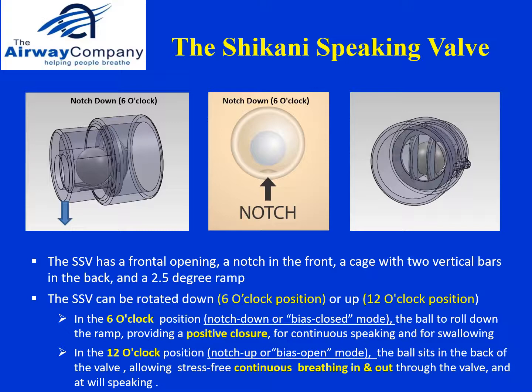The cage has two vertical ramps in the back, which prevents the ball from falling into the trachea upon inhalation. When the valve is rolled superiorly, placed in the 12 o'clock position or notch up or bias open mode, the ball sits in the back of the valve, allowing a stress-free continuous breathing in and out through the valve and at will speaking.